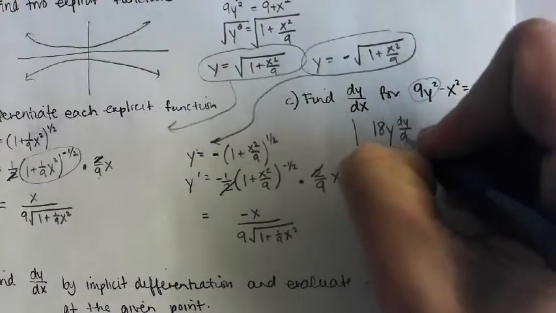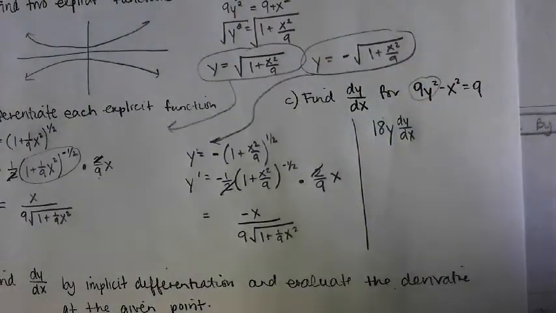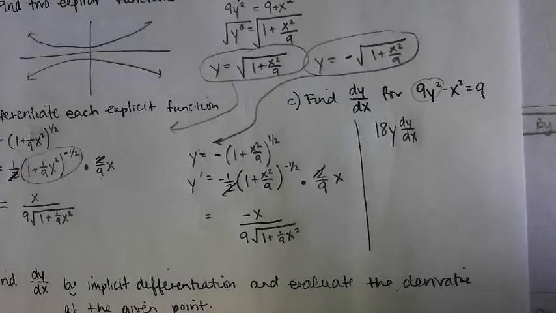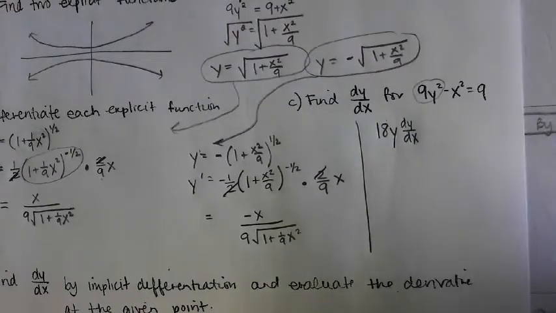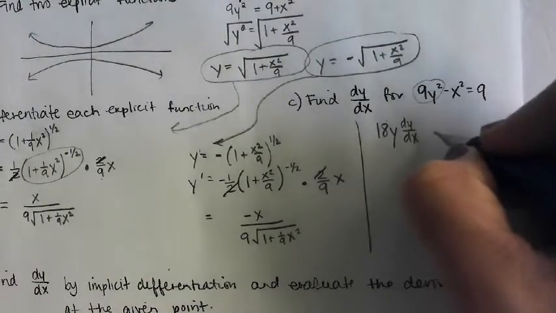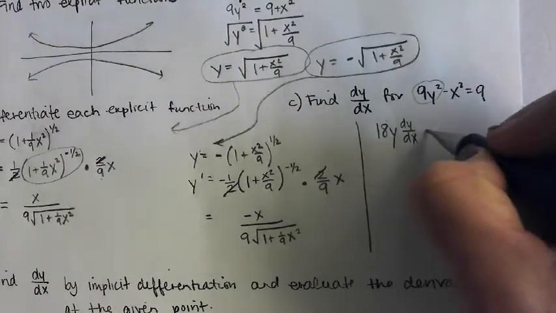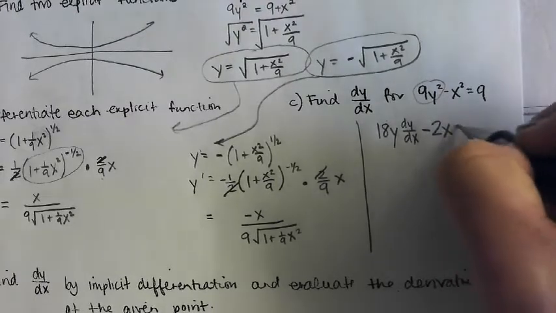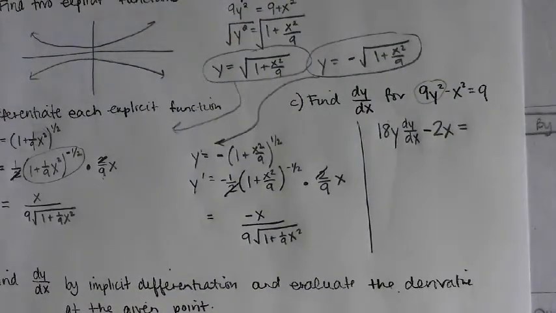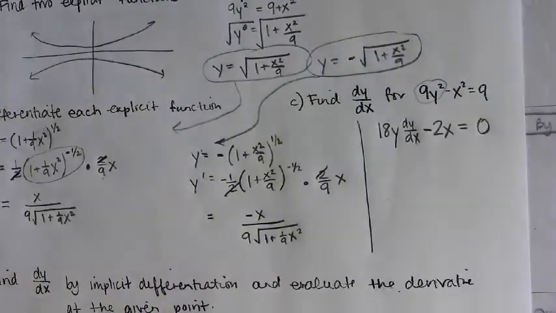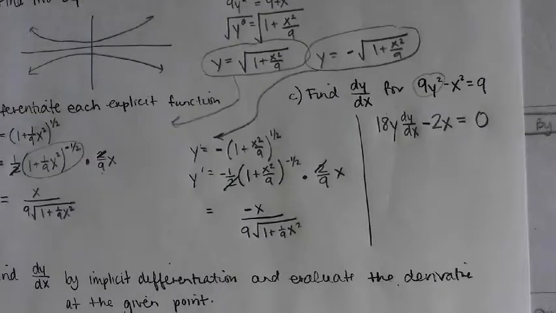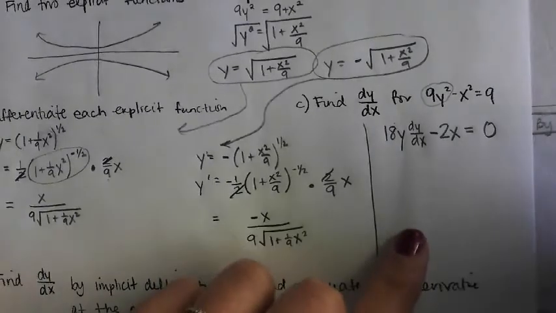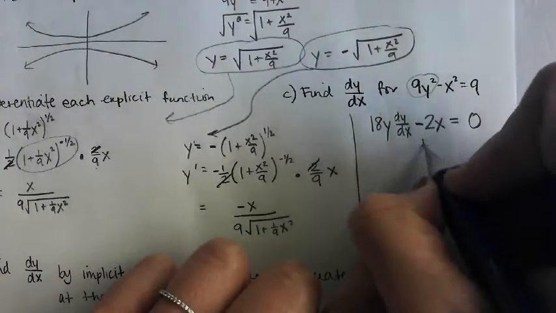Perfect. What would you do for the next term? Zach. Yep, minus 2x equals 0. What would you do next, Jalen? Good.